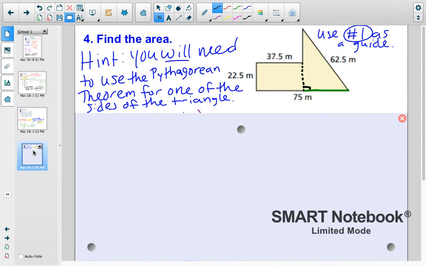Number 4 is the most in-depth out of the 2 that I'm having you try. If you need to use an example, use number 1 as a guide, which is what I said right here. You are going to need to use the Pythagorean theorem for one of the sides of the triangle. How I would approach this: find the area of the rectangle first. Then use the Pythagorean theorem to find the height of the triangle. To find the base, take 75, subtract 37.5. So hopefully that's enough of a hint for you to try out number 4 on your own. Take a few minutes to do that now.